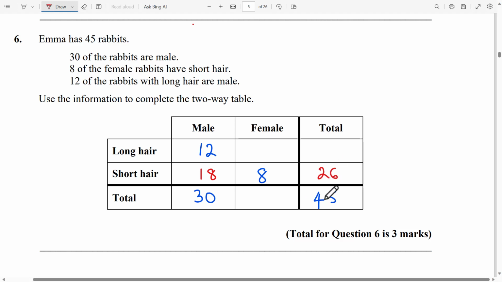And again, add down. What adds to 26 to make 45? Will be 19. Yeah. Because 19 plus 26 is 45. And next, what do we add to 12 to get 19? That's going to be like 7. And 7 plus 8 is going to be 15. And that's it.